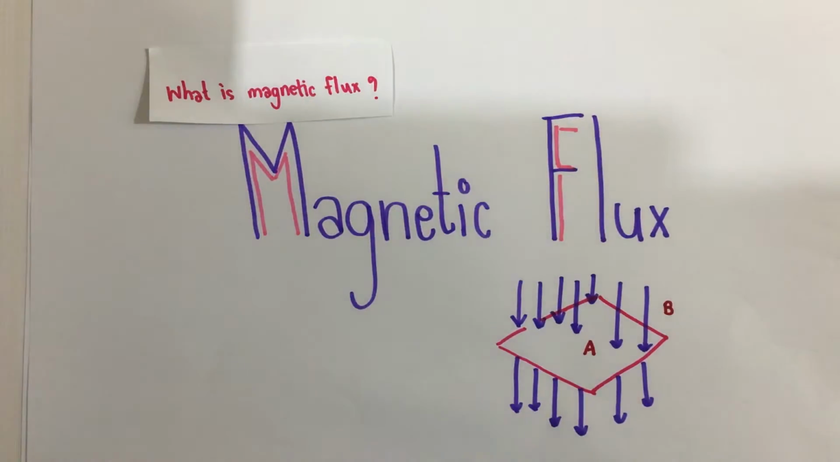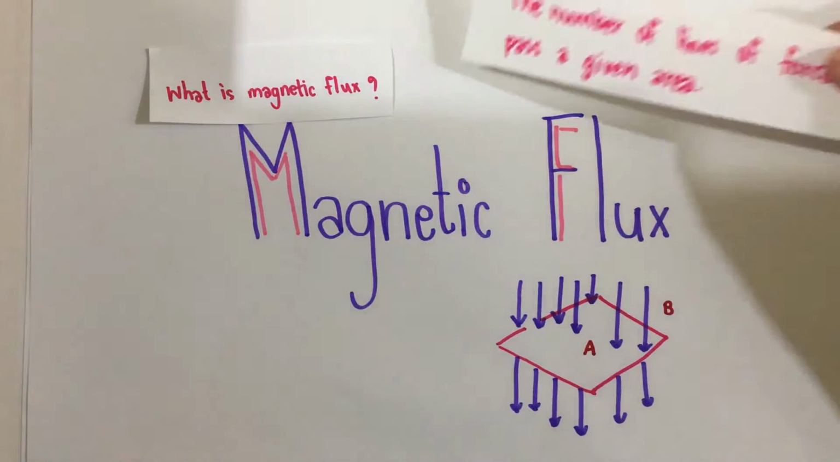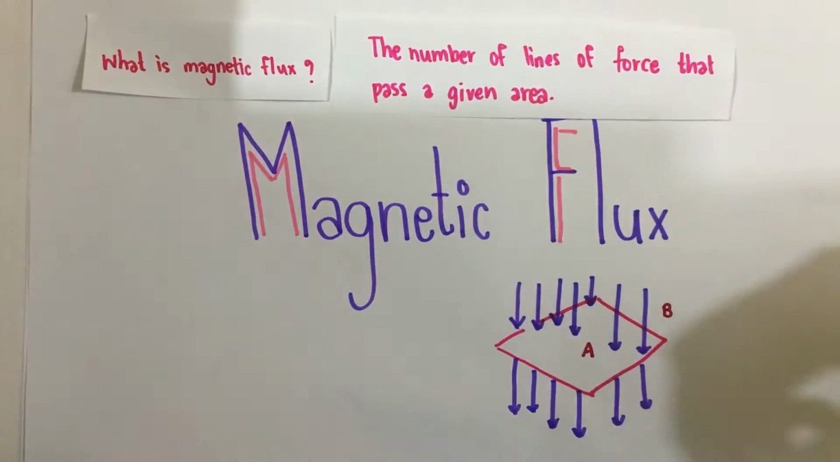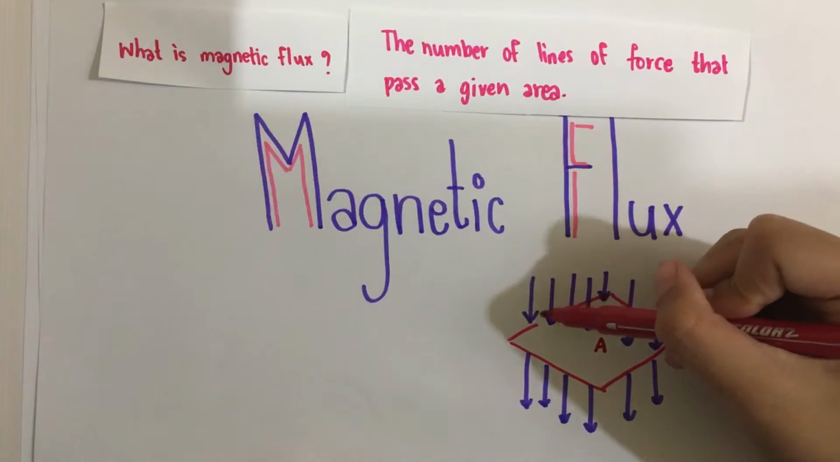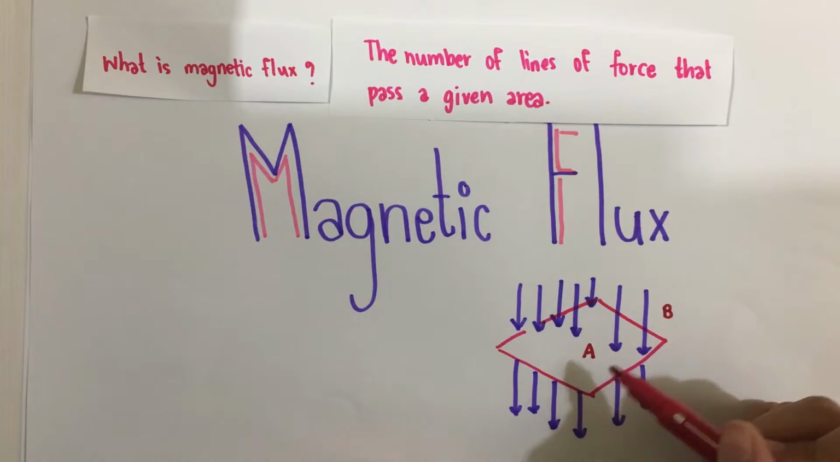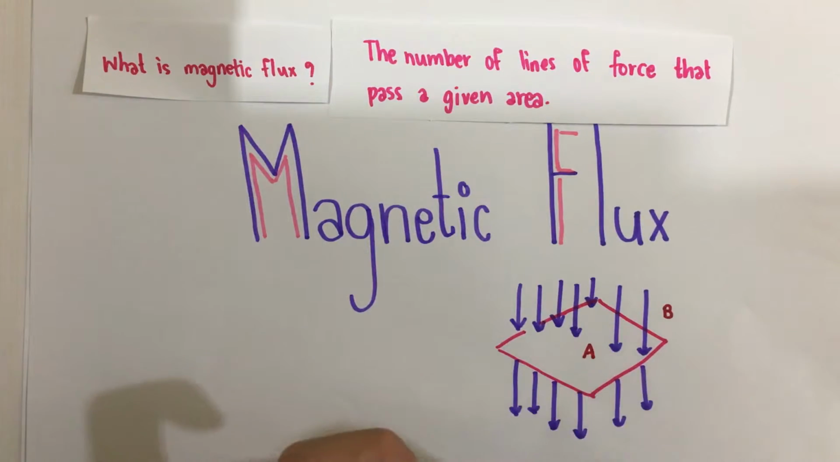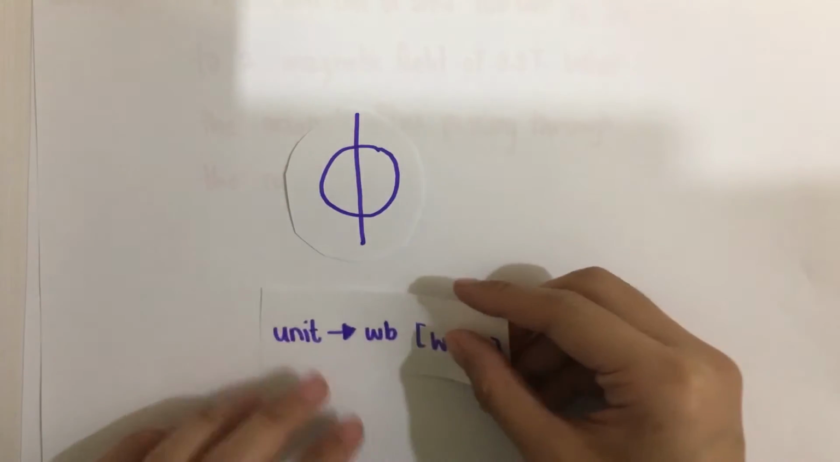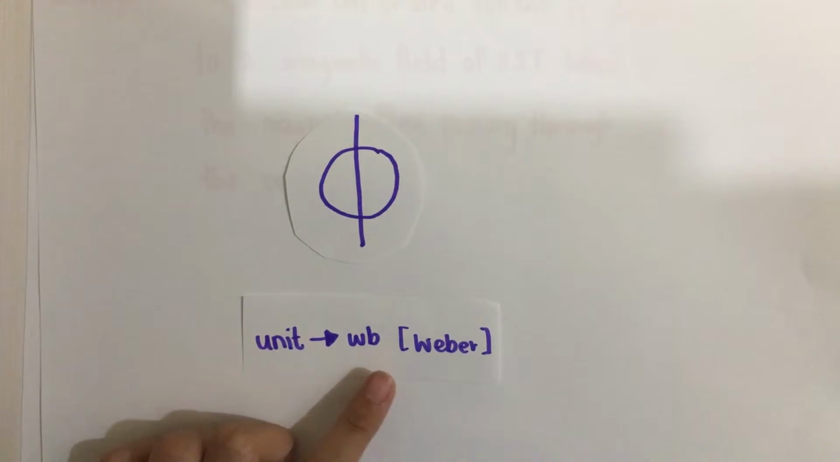Today I'm going to talk about magnetic flux. What is magnetic flux? Magnetic flux is the number of lines of force that pass a given area. This is the given area, and this is magnetic flux. This is the symbol of magnetic flux. And the unit of magnetic flux is Weber.